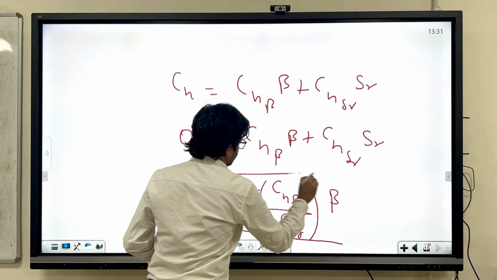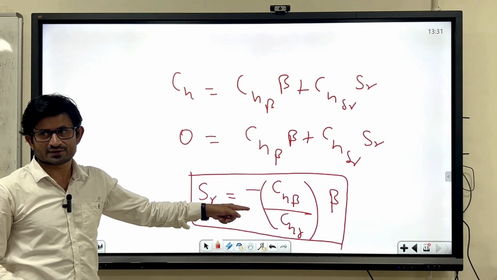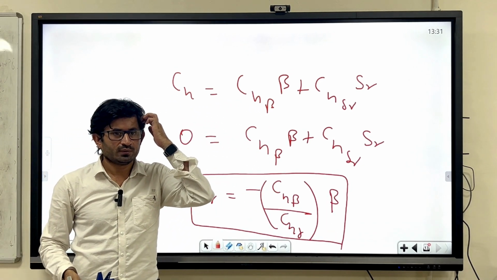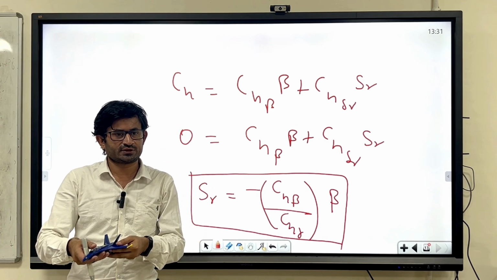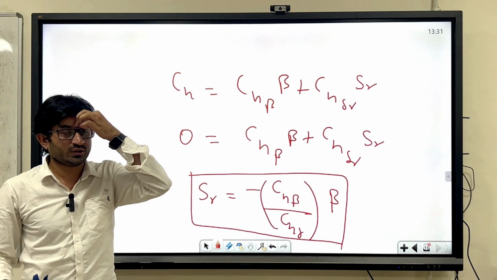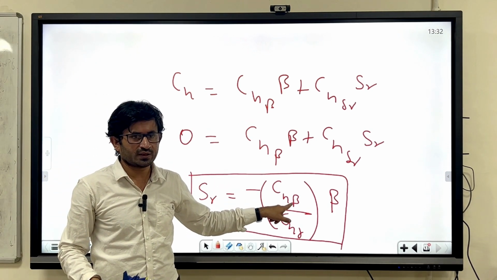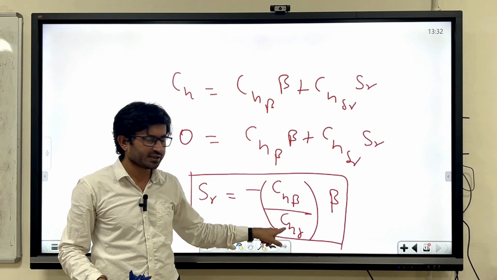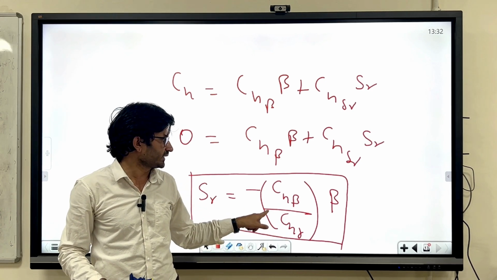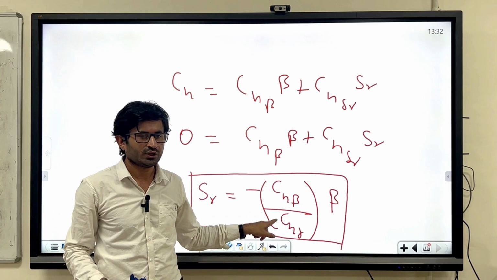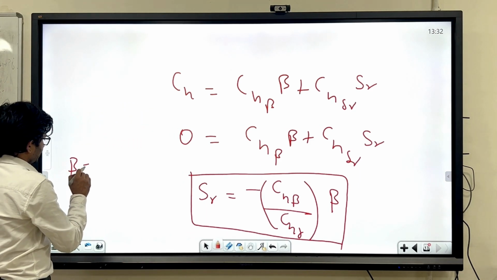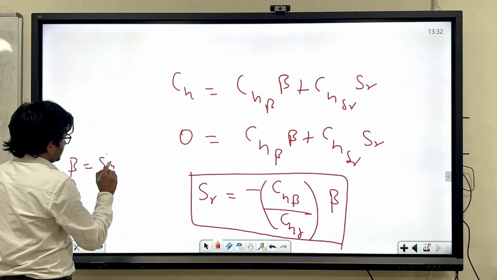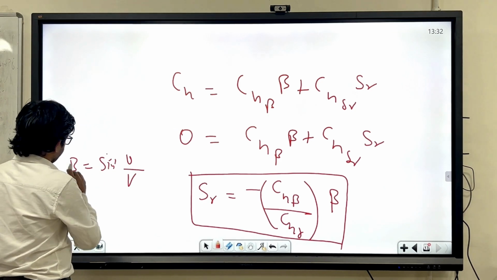Beta. In this case it is simple. I will use the rudder to kill my yawing moment which is coming from, let's say, the side slip. Now Cn beta is already positive, Cn delta r is negative, so the negative will make it positive. The side slip angle is sin inverse of v by capital V.